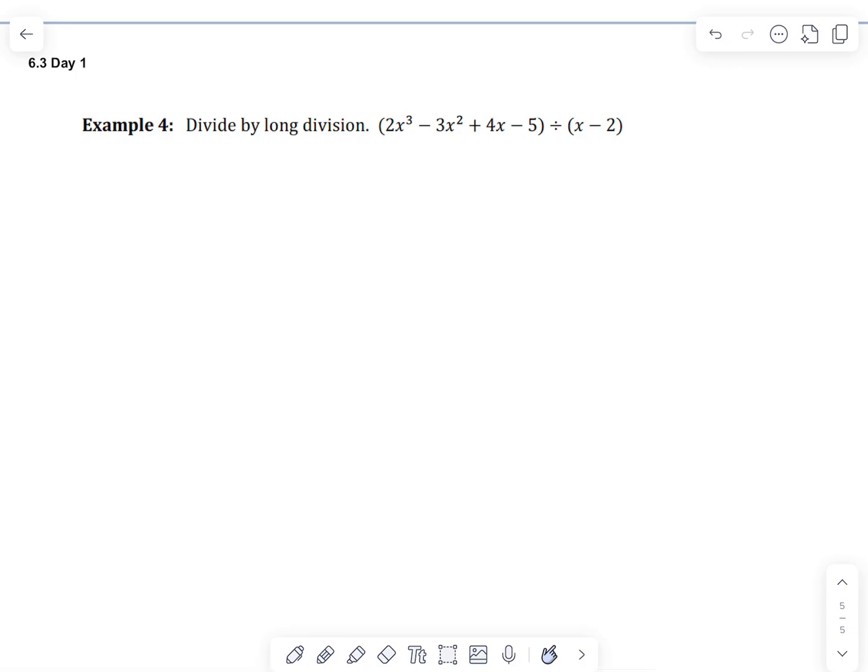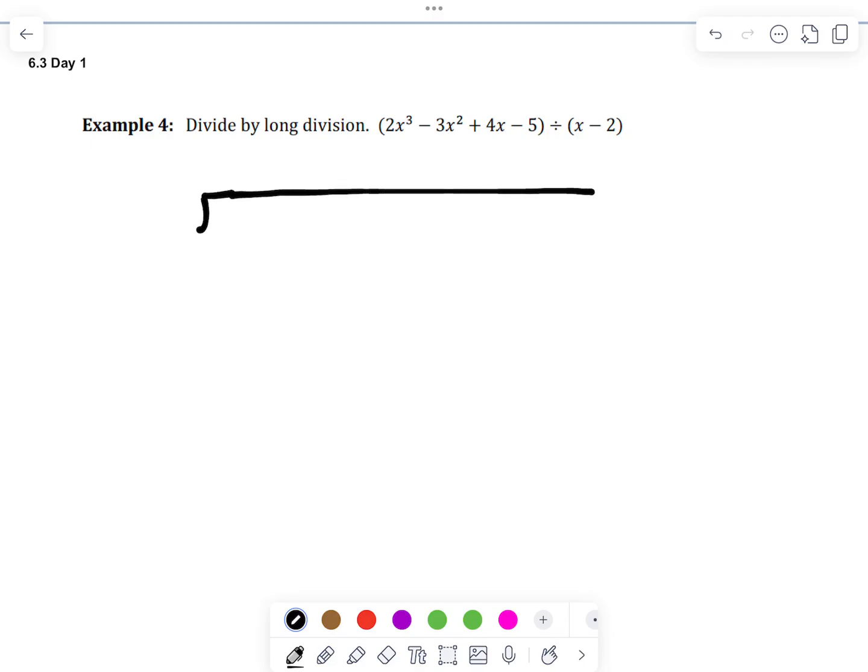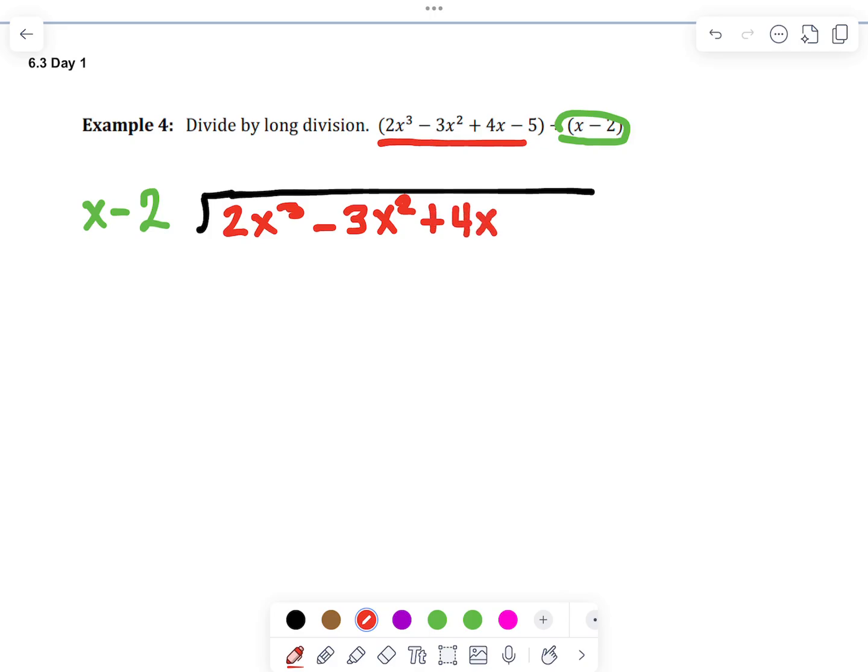Example 4. What we're dividing by goes out in front. This goes underneath. That's our numerator. And now we start a division process.